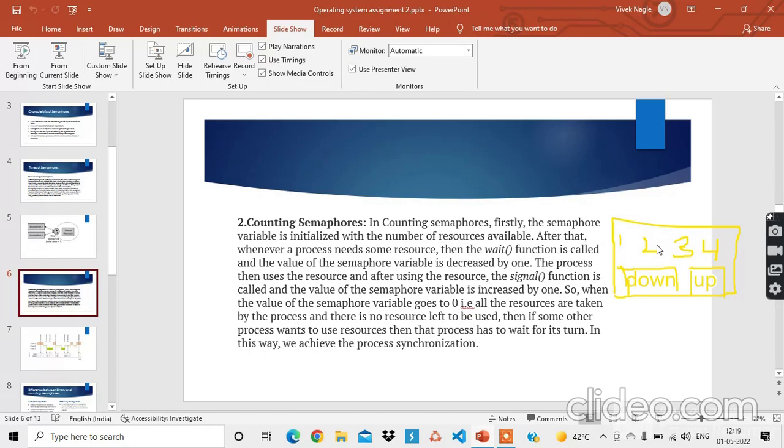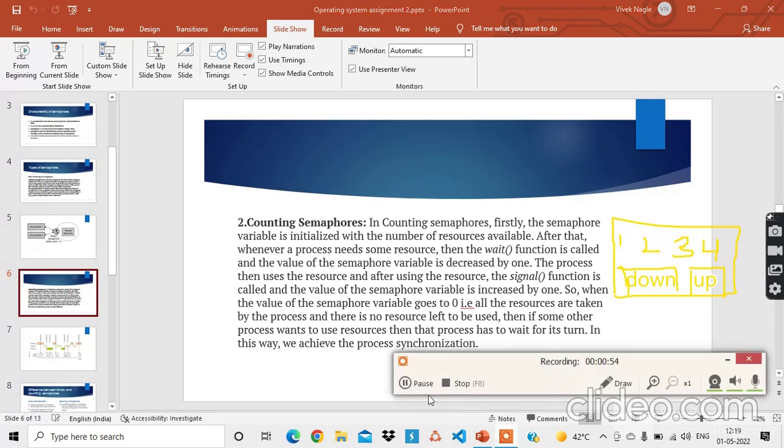And we know that only one process can access one resource at a time. To access a resource, the process enters the down section. When a process enters the down section, the value of the semaphore is decremented by one. So if the value is 4, after a process enters the down section the value becomes 3, and one resource is released for one process at a time. If this value is negative, the process cannot enter the critical section.